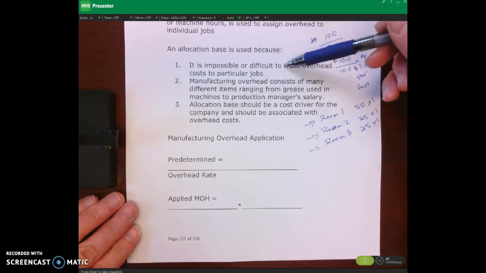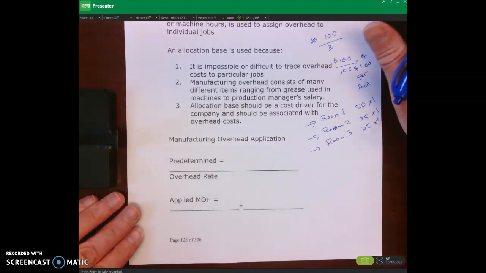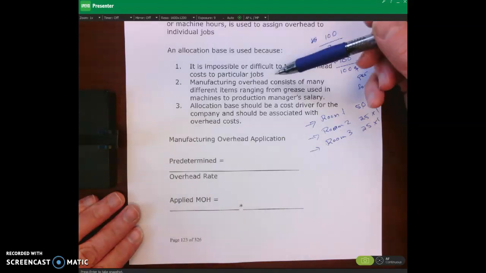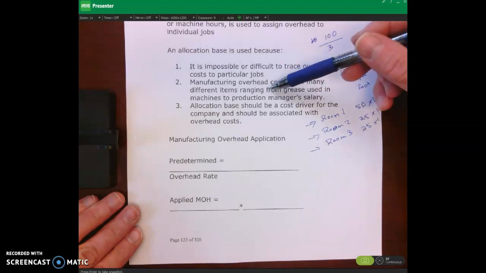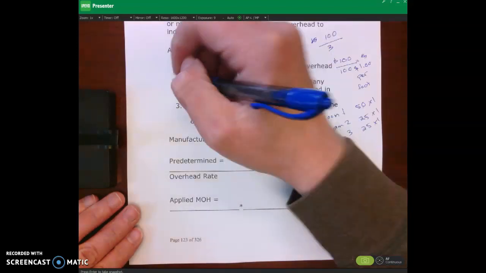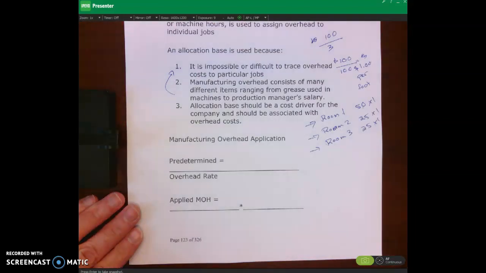That means it's difficult to trace overhead to specific jobs. You can't easily trace overhead. That's why it's classified as indirect, okay? Manufacturing overhead consists of a lot of different items. And so again, that's why it's indirect. And so what we're going to do to push out manufacturing overhead to the jobs is that we're going to use an allocation base.